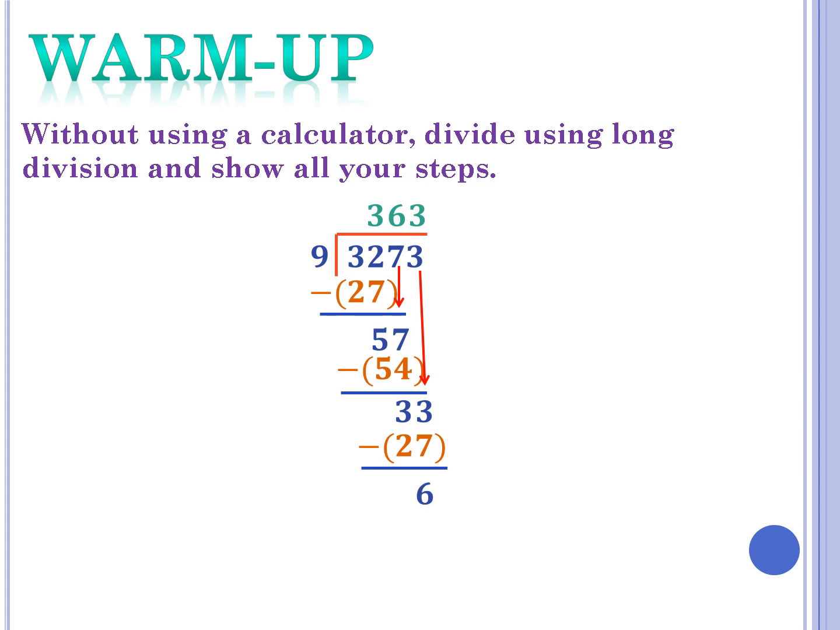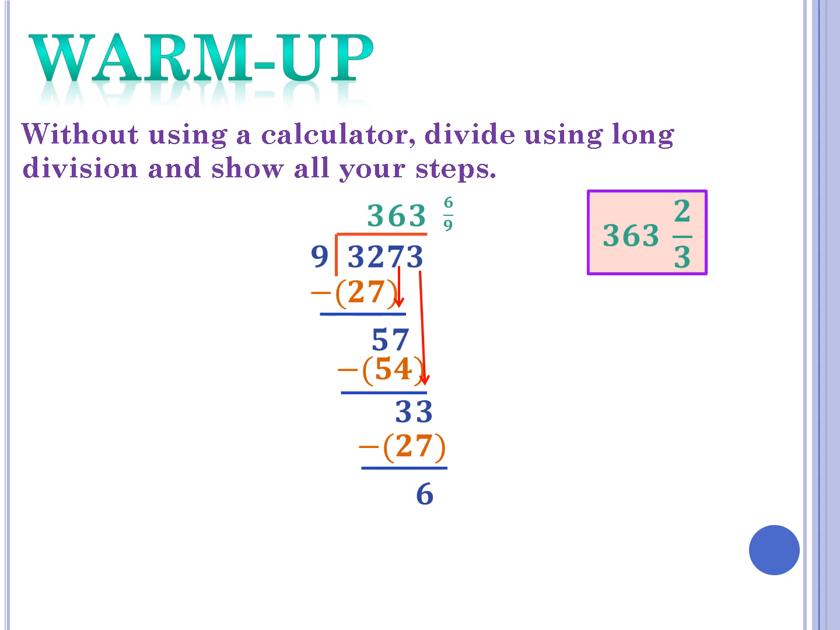Now, when you were first learning long division, your teacher taught you to say R6 for remainder of 6. However, when you got a little bit older, your teacher said, instead of remainder 6, we're going to take the remainder and write it over the divisor. So that became 363 and 6/9. Now, 6/9 reduces to 2/3. So our final answer would be 363 and 2/3.